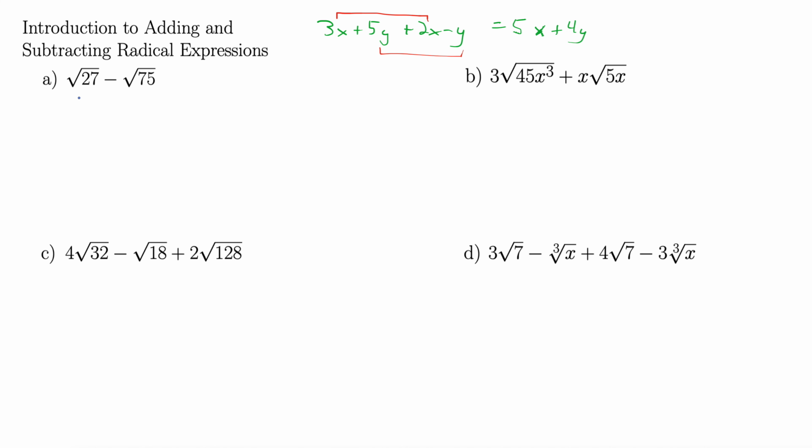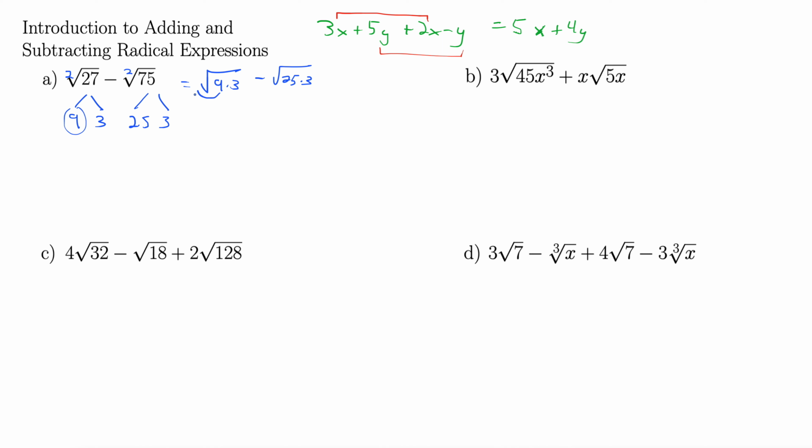27, we're looking for a perfect square inside of the 27, because when there's nothing here, this is really a square root, and this is a square root. So we're looking for perfect squares. Well, 27 is 9 times 3, and here's our perfect square. 75, we're looking for perfect squares tucked into the factors of 75. How about 25 and 3? Okay, so we rewrite this as rad 9 times 3 minus rad 25 times 3.